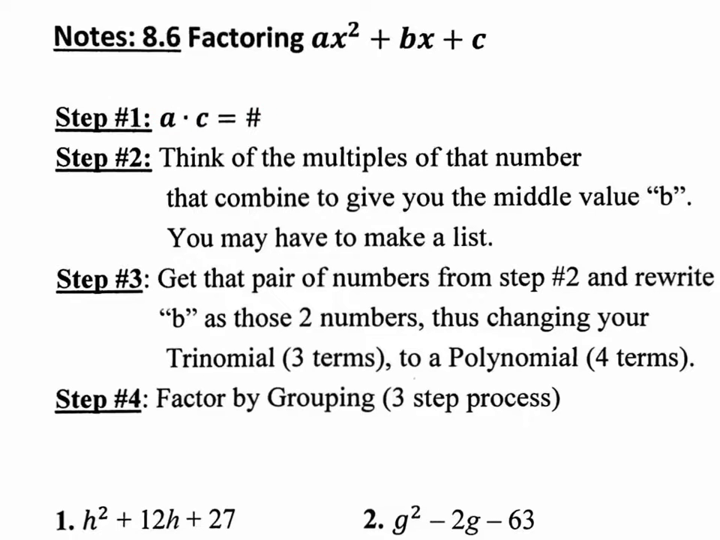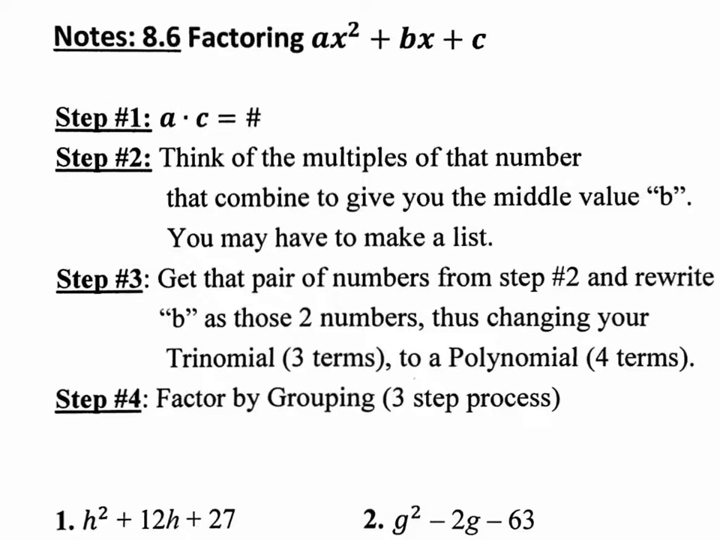Step 2 is to think of the multiples of that number, of the answer you got from step 1, that combine to give you the middle value b. So you want to think of what times what is the answer to this guy that if you combine gives you the middle value b. You may have to make a list.